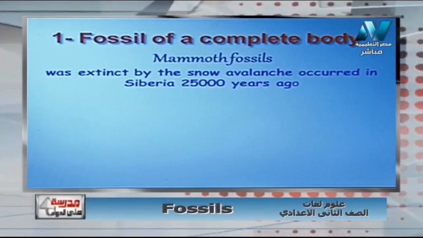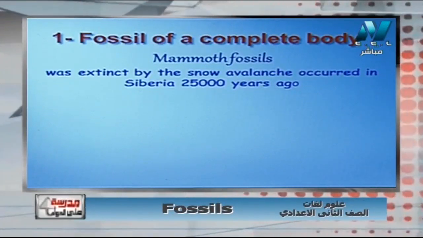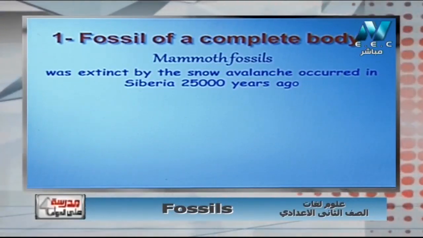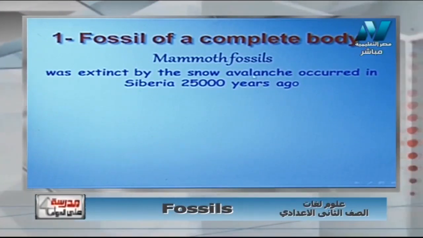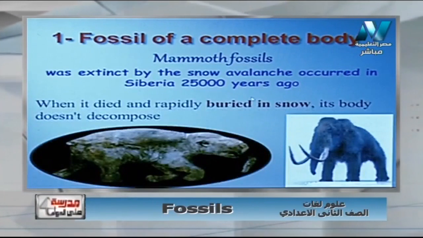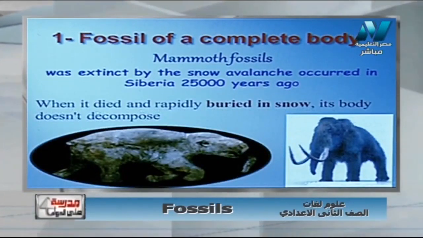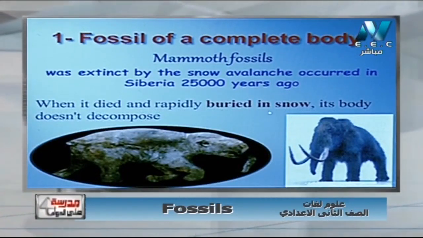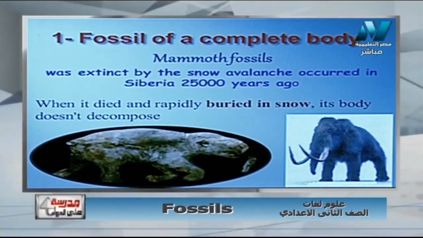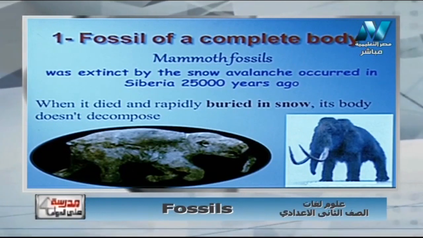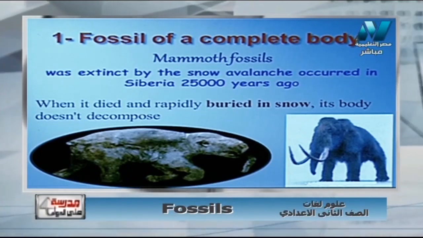Let's see together. The mammoth is extinct, there is no more mammoth for a lot of years, millions of years, due to snow avalanche, the falling of snow above them in Siberia. When it died, it was rapidly buried in snow, so it was prevented from decomposing, and this is the picture of a true mammoth which we found in Siberia.